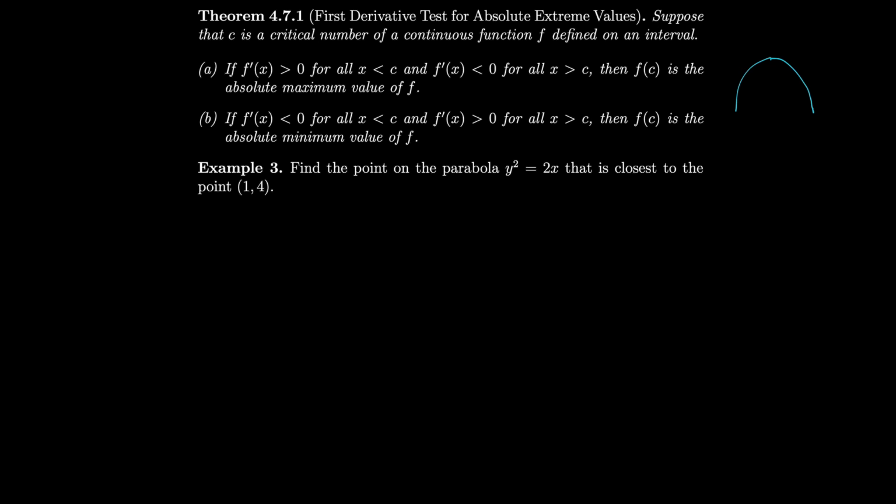And the same thing in the other case, the way that we argued before. If it's going down the entire time and then up the entire rest of the time, there's no way it could be anything else other than an absolute minimum.